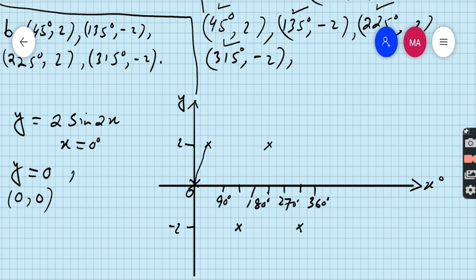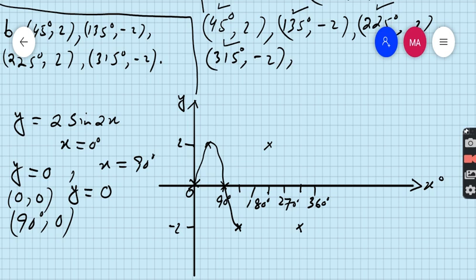And one point also I am taking, that is x is equal to 90 degree. So x is equal to 90. You can find with the help of a calculator the value of y is 0. So at 90 degree the value of y is 0. Keep in mind, these points are not maximum and minimum points. These points are helping us to draw the graph. So at 90 degree the value is 0, because we need a crossing point.